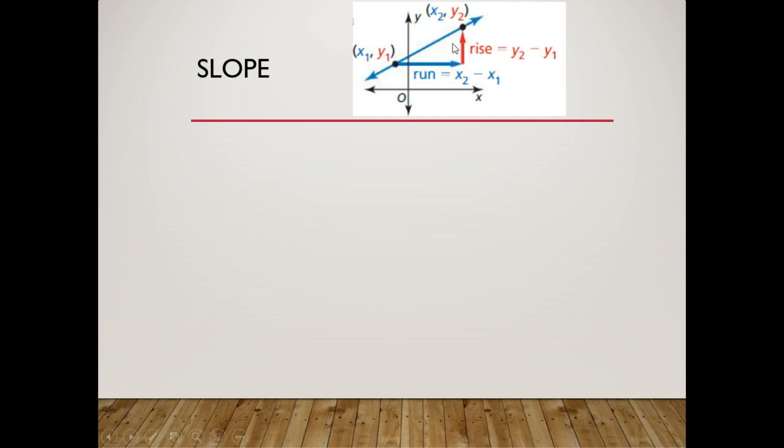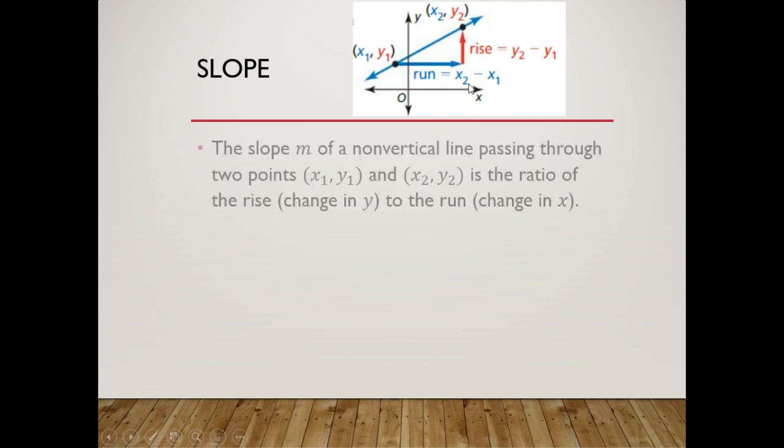Now, how steep it is going to depend on how much it's going forward versus how much it's going up and down. So, the slope of any non-vertical line passing through the points, now notice how they do this, x1, y1. So I've got my first point here, so I'm designating the x value of the first point as x1, the y value of the first point as y1, and the second point, x2, y2, is going to be the ratio of the rise to the run.